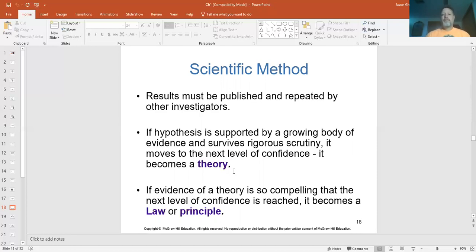If a theory is even more compelling, then we call it a law or a principle. In biology, we don't have a lot of these, but we can have some, all right? We just put more of them into physics or chemistry.